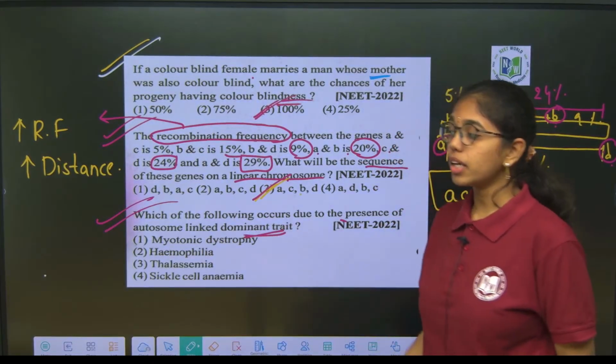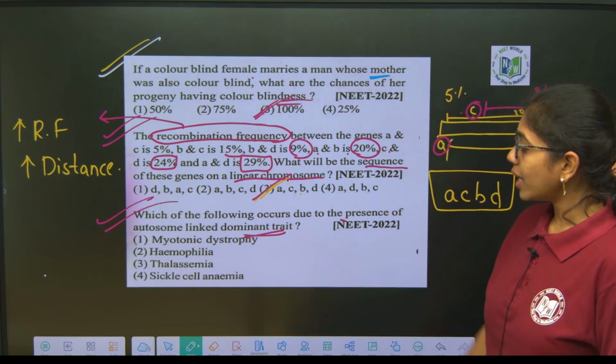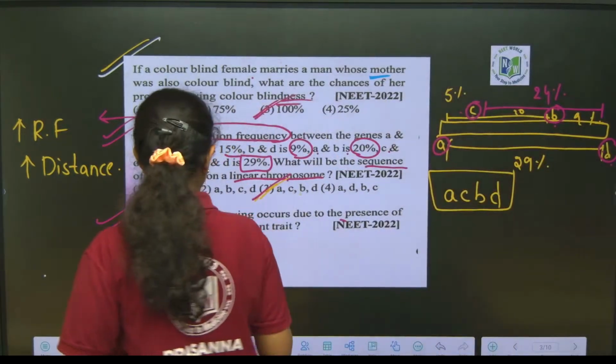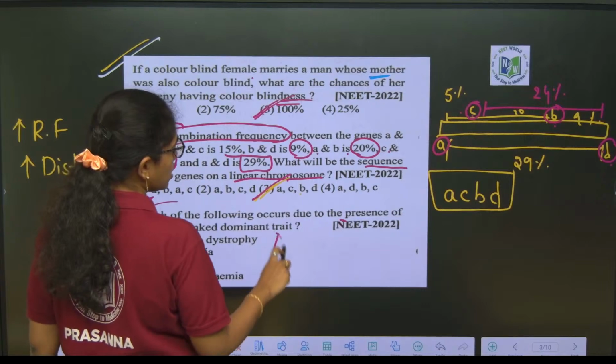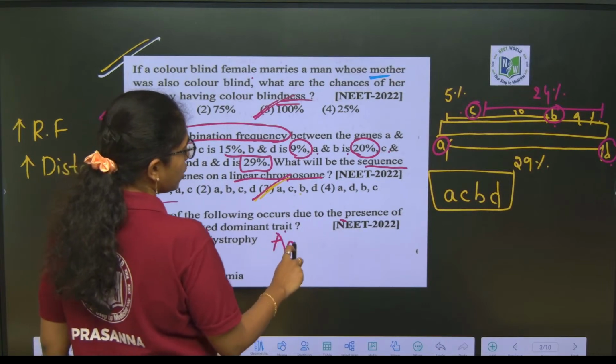Autosomal dominant disorders include what? Myotonic dystrophy, where if the disease allele is on one chromosome, then it is enough. One gene is mutated, then you can see the disease.